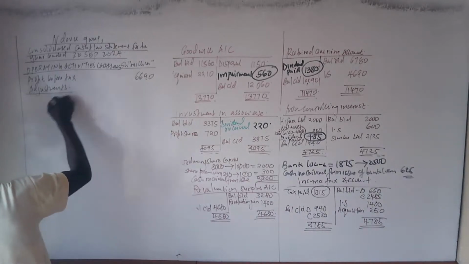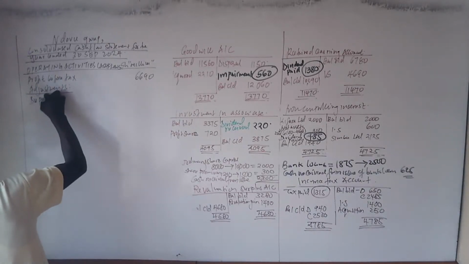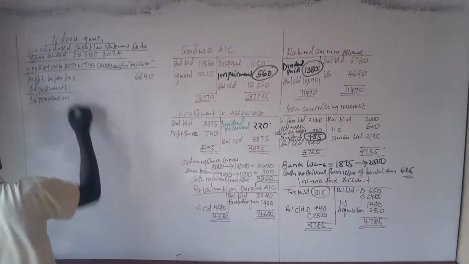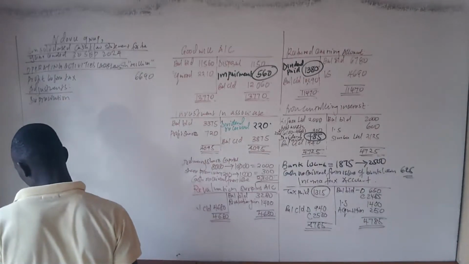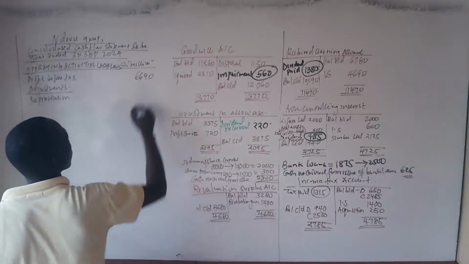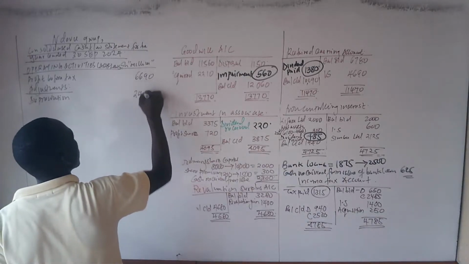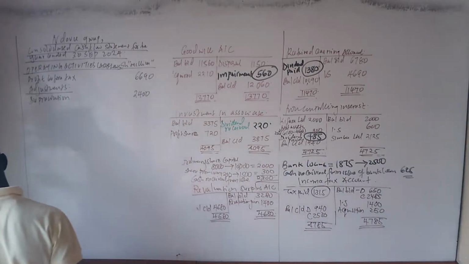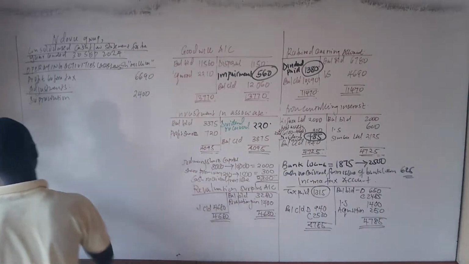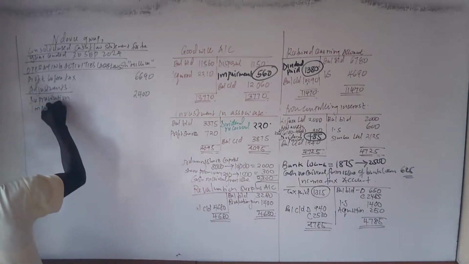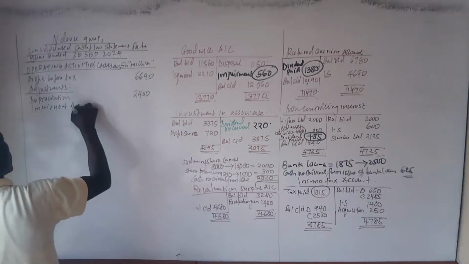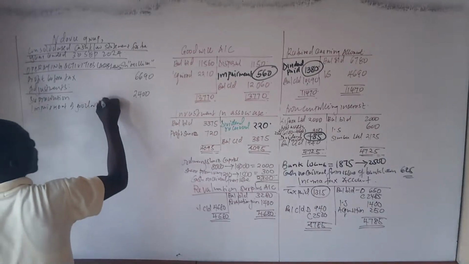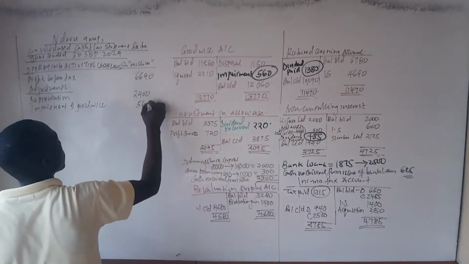The first one we talked about is depreciation. The examiner had given us the depreciation, so it was just copy pasting. How much? 2400. Then from there we had what else? Impairment. Impairment of goodwill. Is it 560?